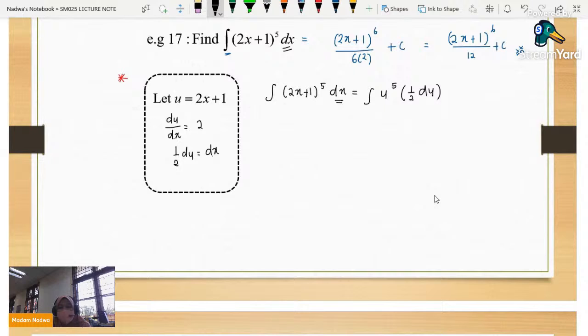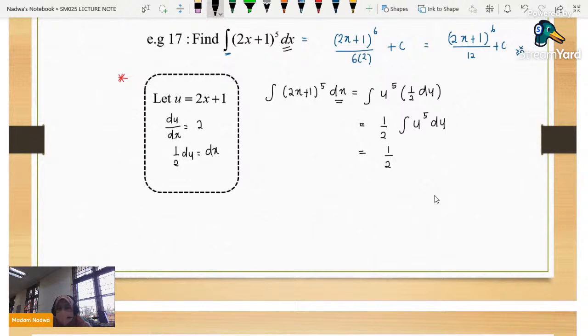Tapi ini tak cantik sebab ada constant dekat tengah-tengah. So constant sepatutnya kita boleh letak dekat depan. Alright. So u to the power of 5 du. Okay, now nampak dah kita dah simplify function ni daripada panjang ini dia jadi ini. So ini namanya kaedah substitution. So dah tak ada x. Bila dah tak ada x, semua dah in terms of u, kita boleh integrate dia terus.